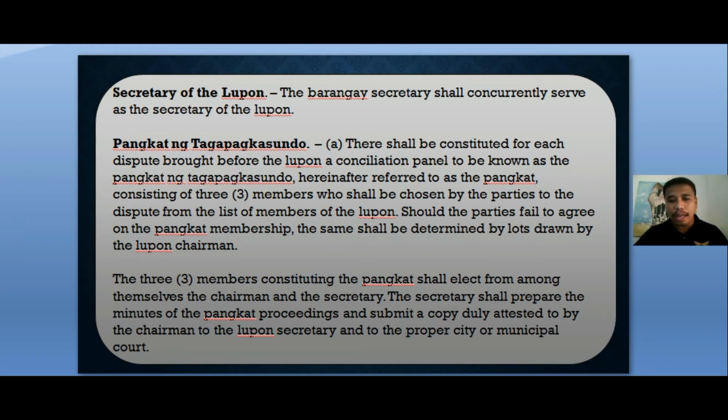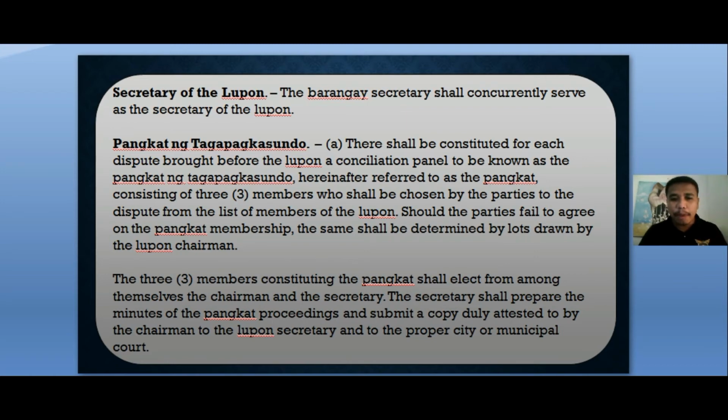But usually, the common practice right now is that if there is a dispute between two persons, the first one to settle it is the barangay captain. Okay? Then if they cannot reach an agreement before the barangay captain, it is turned over to the lupon. So once it is turned over to the lupon, considering that they have not reached an agreement, the lupon forms what is called the pangkat tagapagkasundo.